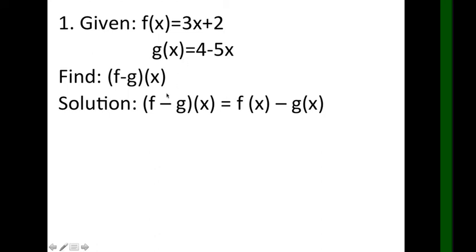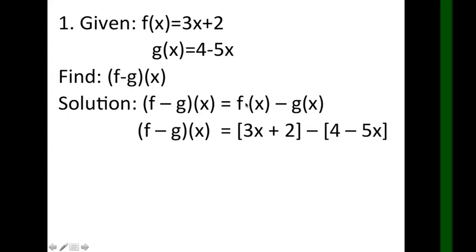To do this, first write the given condition, which is f minus g of x equals, for f, that is f of x, and for g, that is g of x. And then substitute the equation from f of x and g of x. So we have f of x, which is 3x plus 2, and g of x, which is 4 minus 5x. Again, this is a subtraction, so there is a minus sign. As you can see, there is a minus sign here.